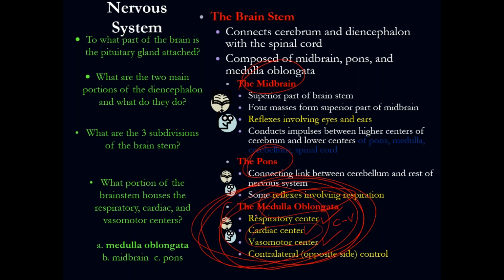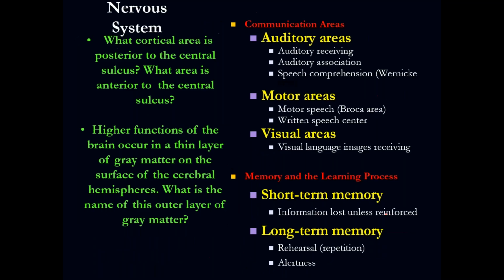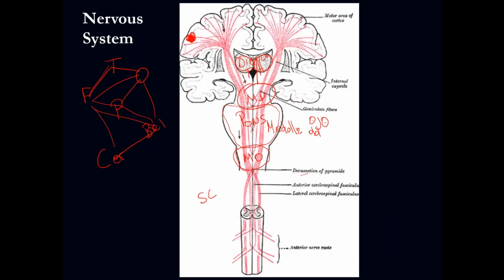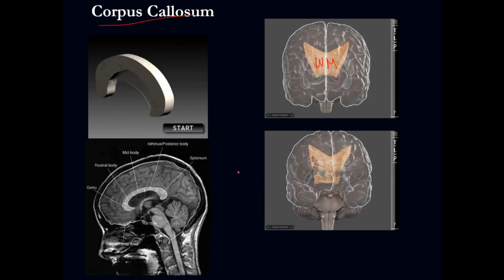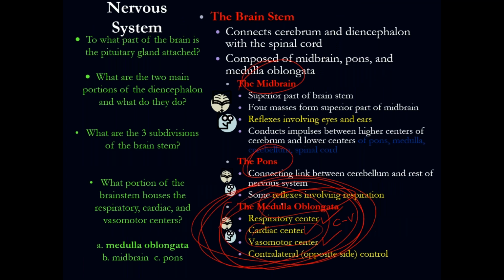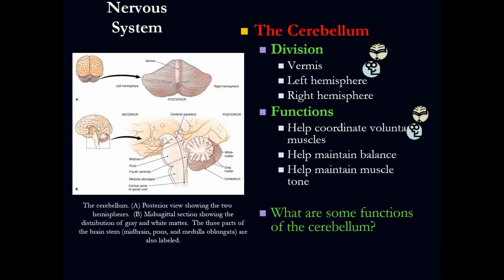The medulla oblongata is also going to produce the crossover. Remember the crossover that we were showing here? This is the brain stem, the midbrain, the pons, and the medulla oblongata. The fibers from one hemisphere of the cerebrum cross over to the other side at the level of the medulla oblongata. That's what I'm trying to show you here: contralateral, opposite side control. The fibers cross over to the opposite side of the body.